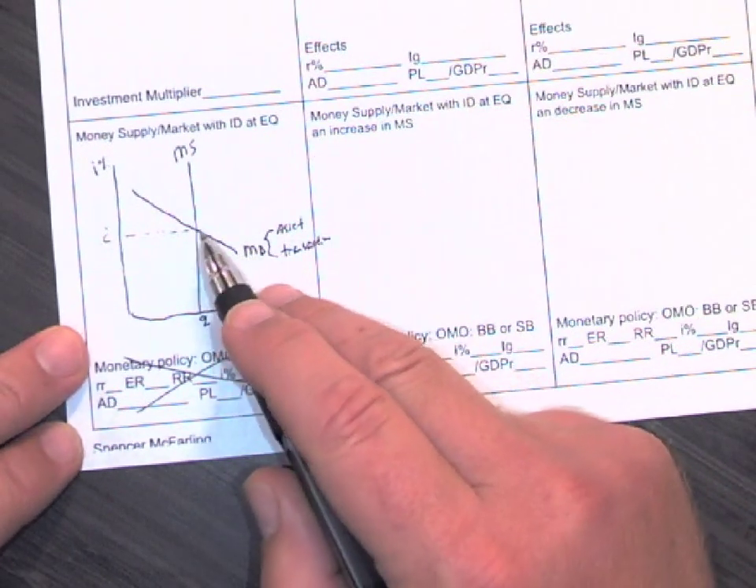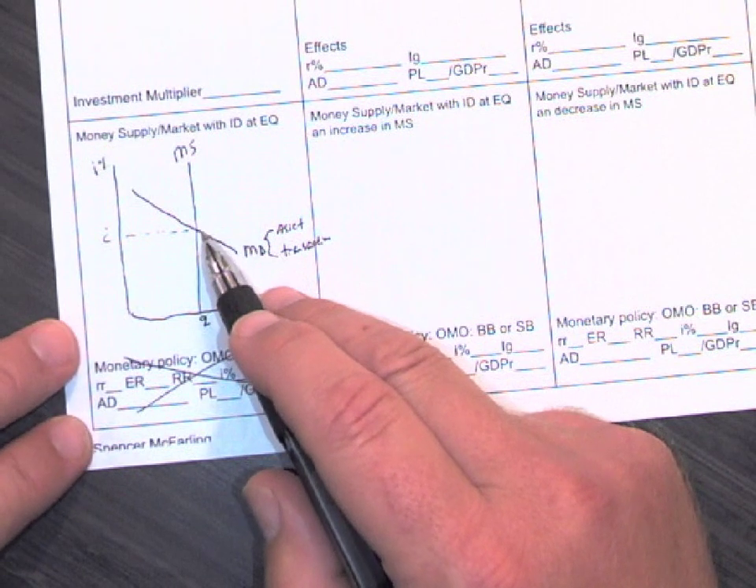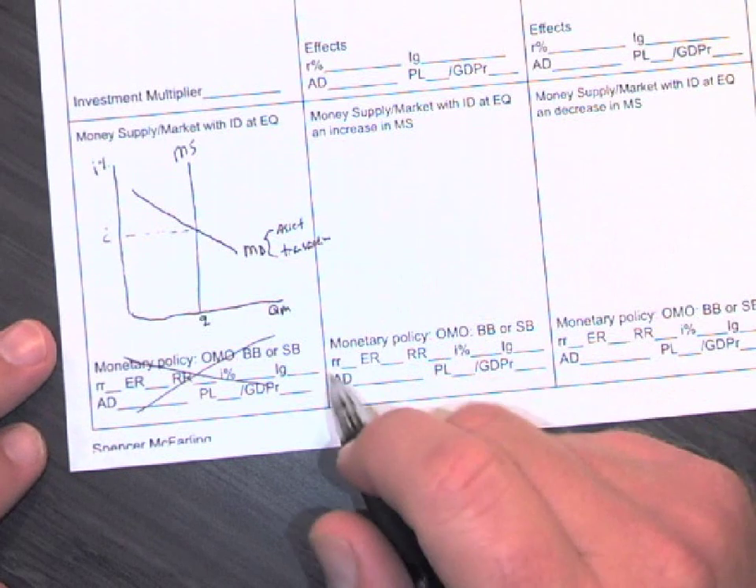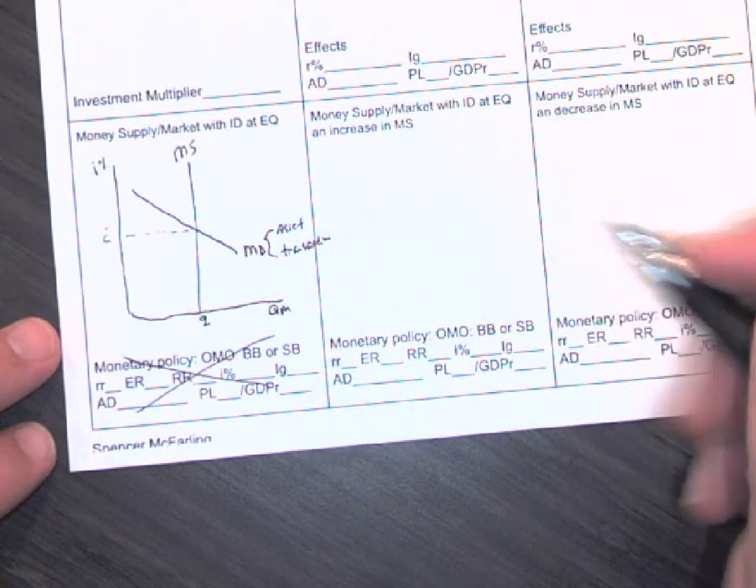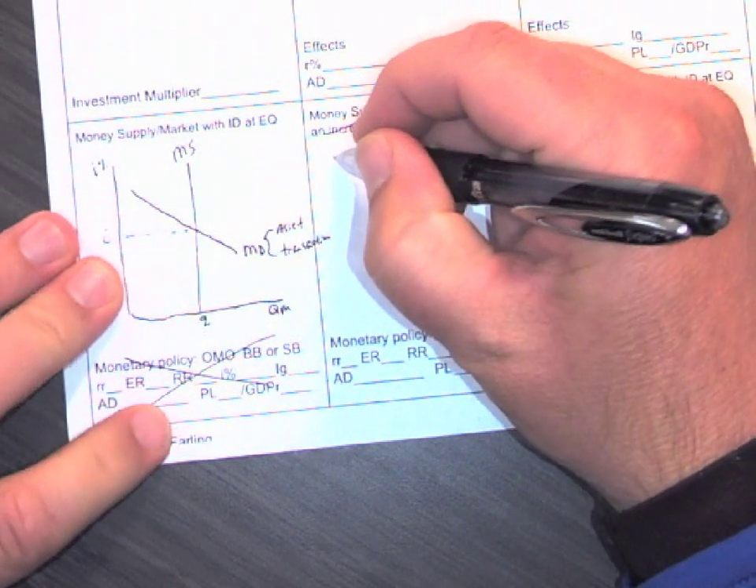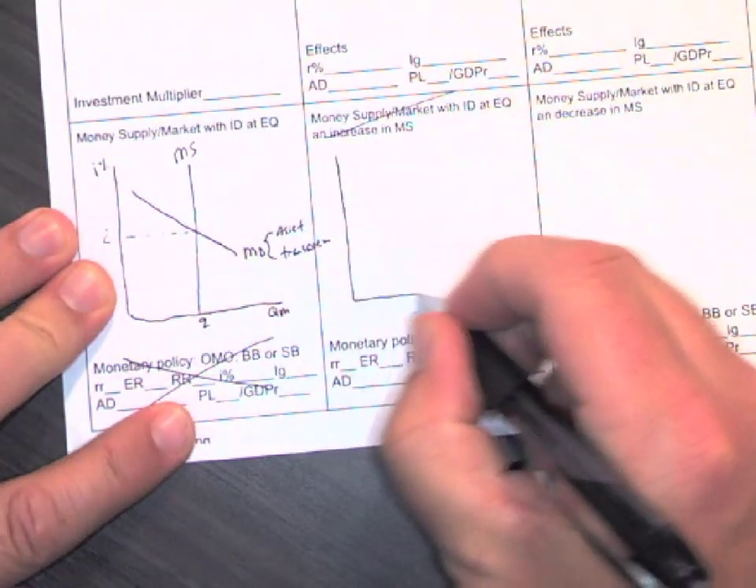So this is the money supply or money market with money demand at equilibrium, which I forgot to draw investment demand on it. So, that's bad. I'm going to make a bigger one over here. Then I'm going to get another one.